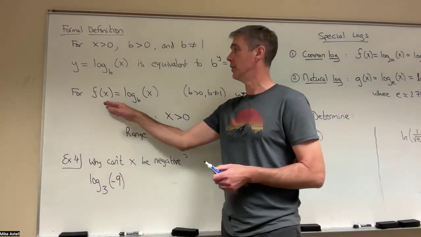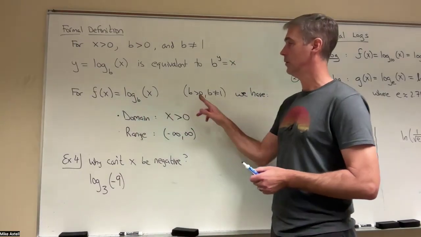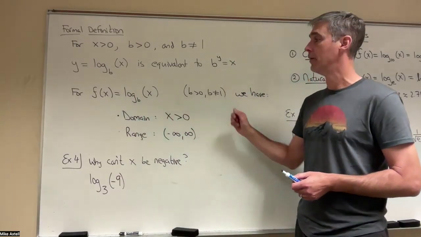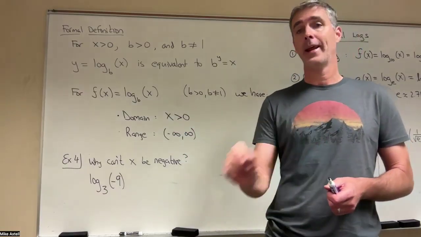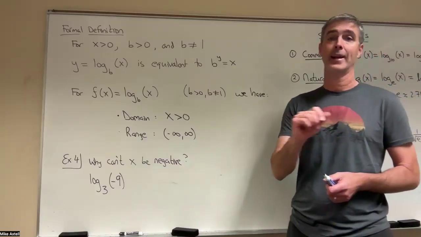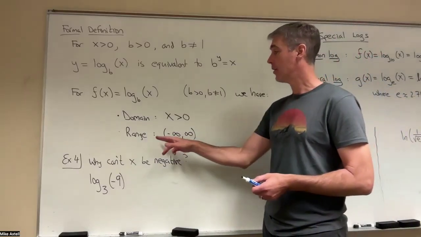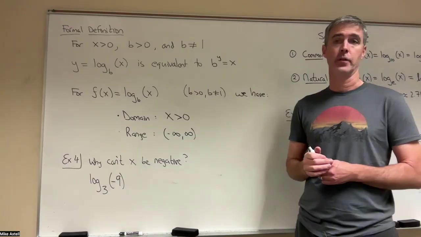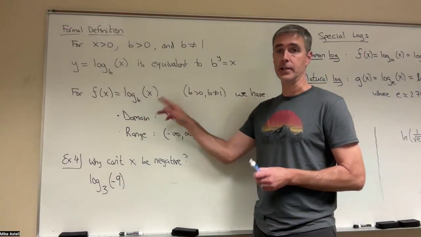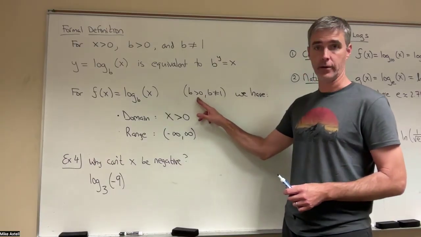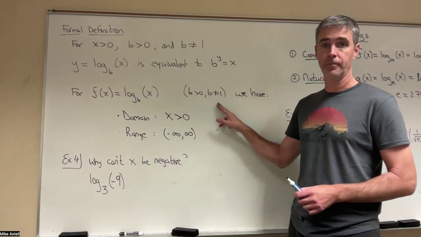And for the function log base b of x, where b is greater than 0 and b doesn't equal 1, the domain is going to be x's are greater than 0. We cannot handle a negative x value. We can't handle 0 as an x value. And our range is going to be all real numbers for this function. And that's true no matter what the b value, the base is, as long as the base is greater than 0 and not equal to 1.